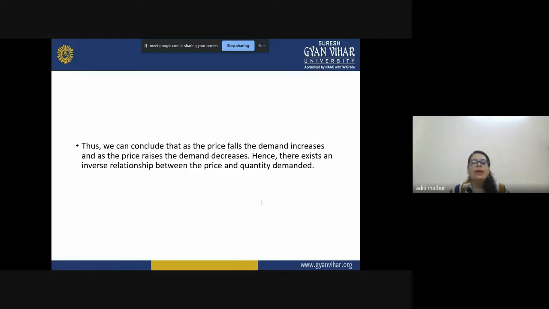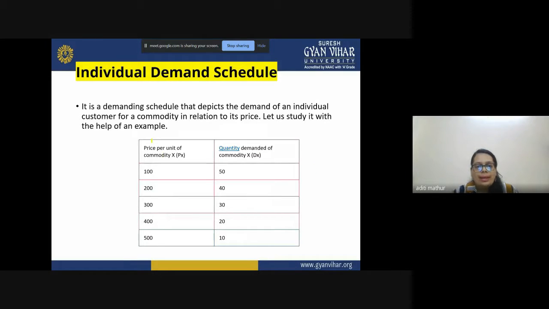So we can conclude by saying that as the price falls, the demand increases, and as the price increases, your demand reduces. See, when my prices over here are increasing, my demand is decreasing. Can you see? As I am shifting from 100 to 500, I am ordering only 10 units, right? So this can be easily studied when we have an individual demand schedule.